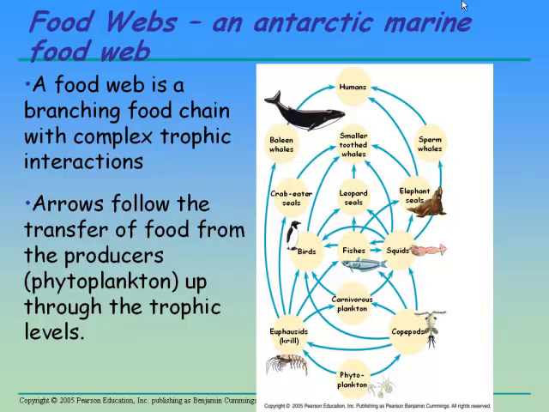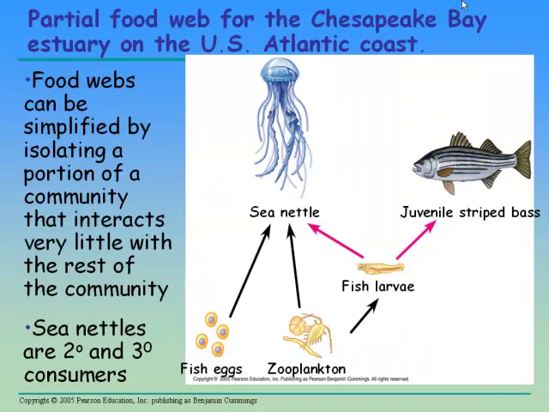And then crab seal eaters, smaller toothed whales. Here leopard seals eat the fish up through smaller toothed whales. Squid, copepods to squid to fish, to elephant seals, to sperm whales. So you can see this can get very complicated. So a food web is a branching food chain with complex trophic interactions.